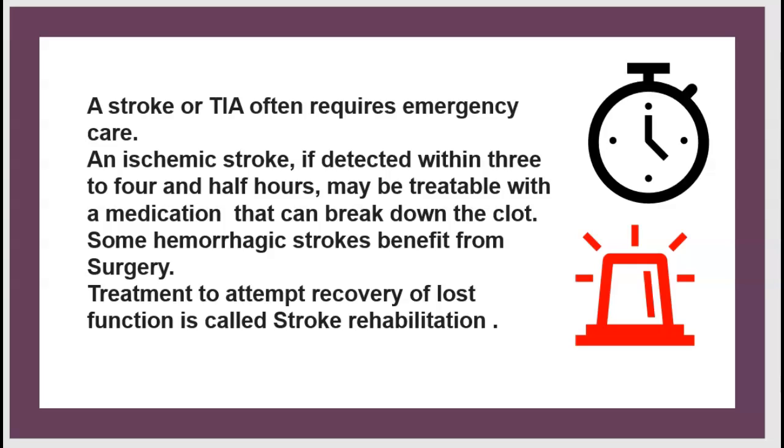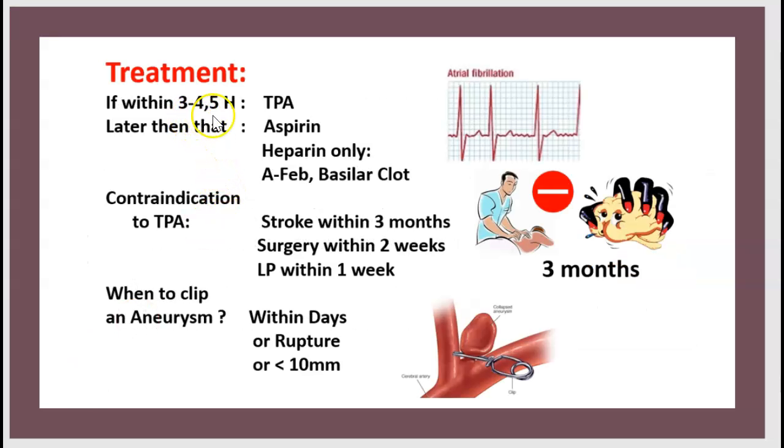A stroke or TIA often requires emergency care. If an ischemic stroke is detected within 3 to 4.5 hours, it may be treatable with a medication that can break down the clot. Some hemorrhagic strokes benefit from surgery. Treatment to attain the recovery of lost function is called stroke rehabilitation. If within 3 to 4.5 hours, TPA. Later, aspirin; heparin only if AFib or basilar clot.